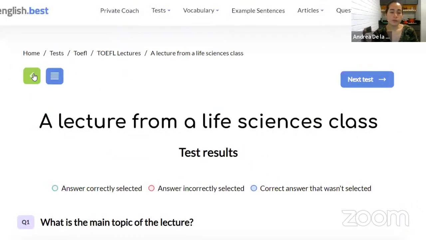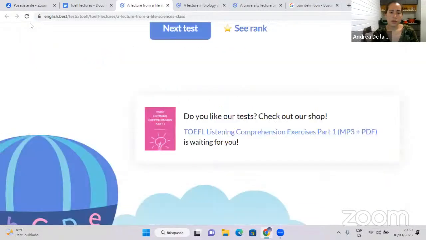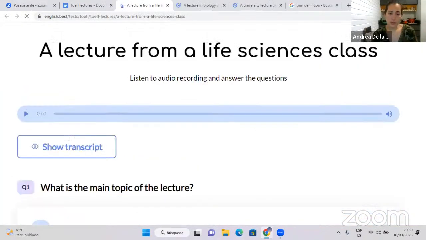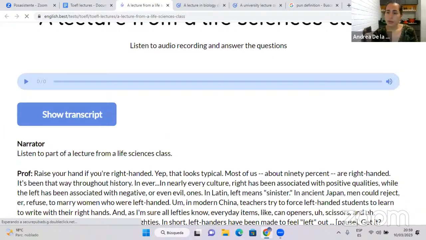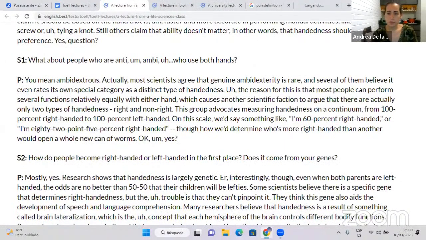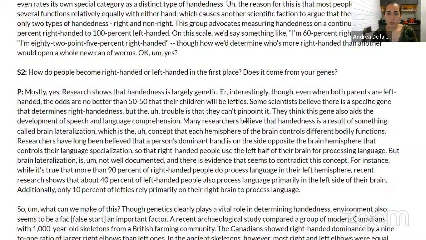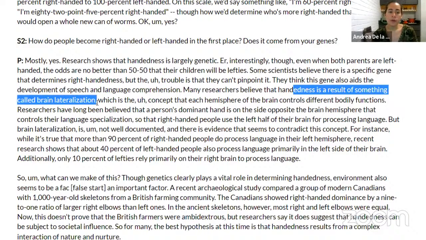If we look at the transcript, I don't know if you can do that. We look at the transcript, and maybe we'll see what mistakes we made. Check. Okay. So here we have, many researchers believe handedness is a result of brain lateralization, which is, okay.